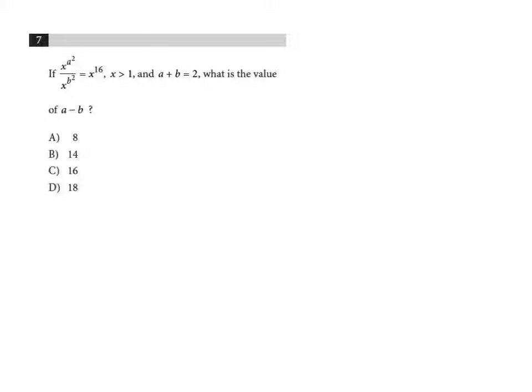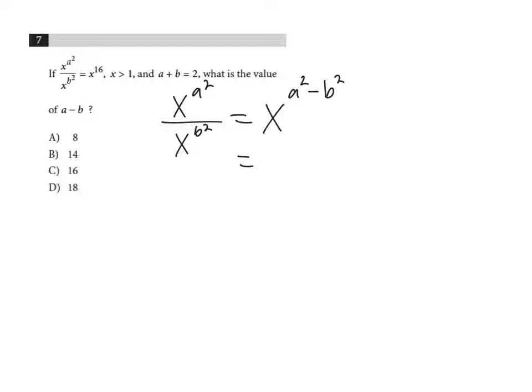So we're going to start with, if we're taking the quotient of powers with the same base, then we subtract the exponent. So x to the a squared over x to the b squared is equal to x to the a squared minus b squared. Okay, good enough.